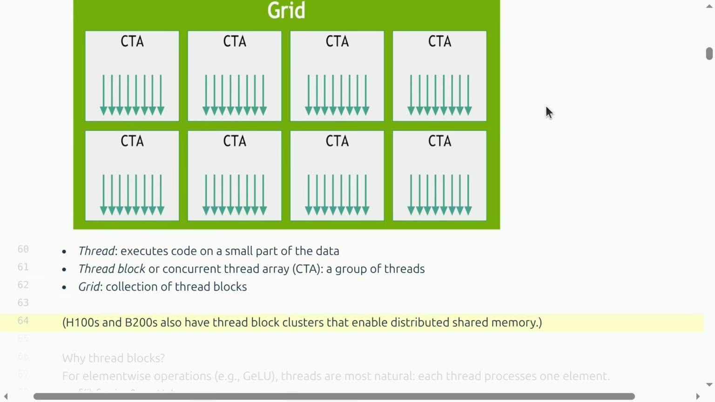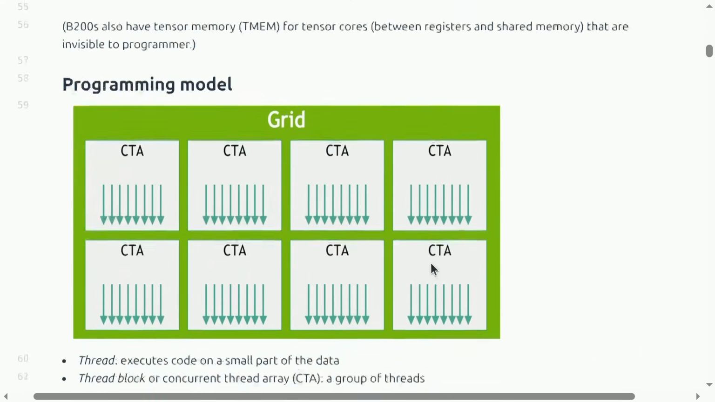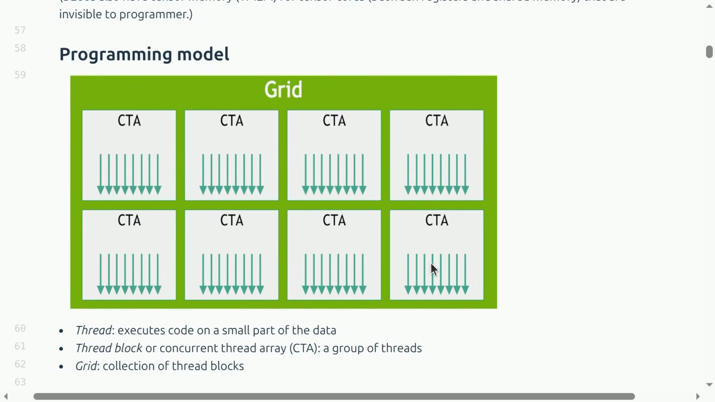Okay, so this is simplified. There are some other things happening. For example, H100s and B200s also have thread block clusters, which are clusters of thread blocks that enable some amount of distributed memory. Also, B200s have tensor memory now for tensor cores, which is somewhere between registers and shared memory. Some of these things are kind of invisible to the programmer, but they are in the hardware. But we won't worry about them for this intro lecture.